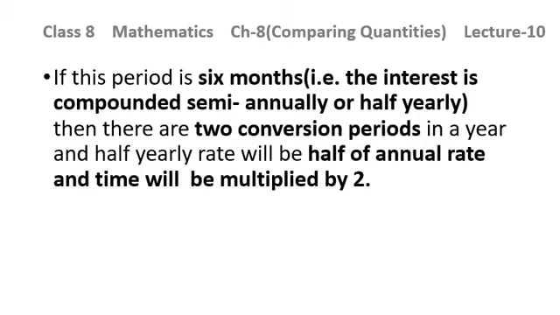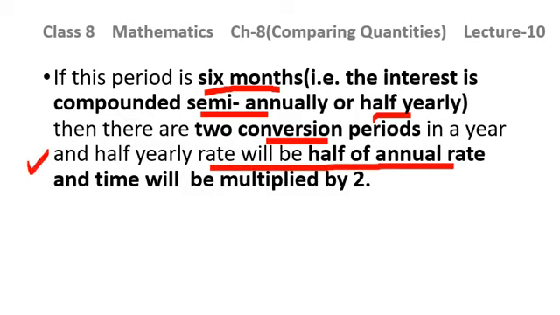Now if this period is 6 months, that is, the interest is compounded semi-annually or half yearly, we are taking half of 1 year, that is 6 months. So there will be two conversion periods in a year, and the half-yearly rate will be half of the annual rate. This will be the effect on rate, and time will be multiplied by 2. We have understood this well with the help of examples in the previous lectures.